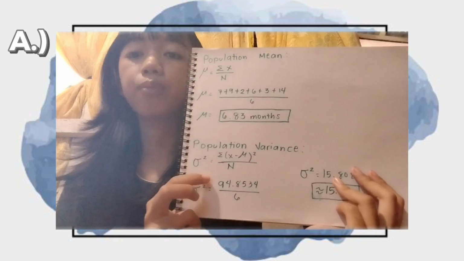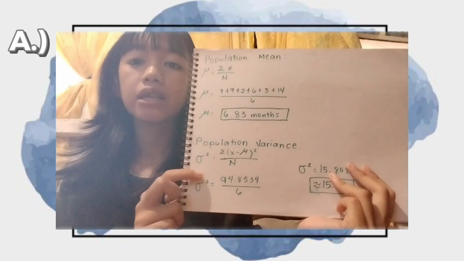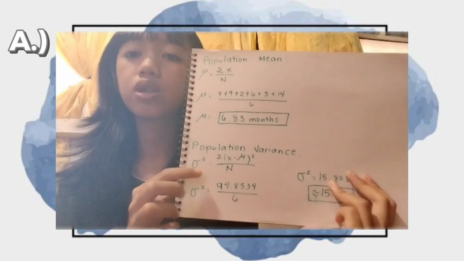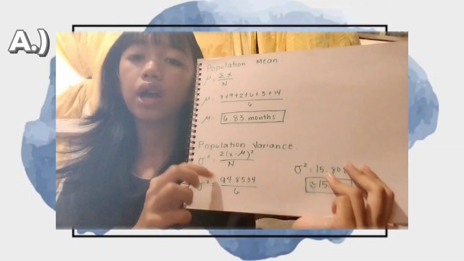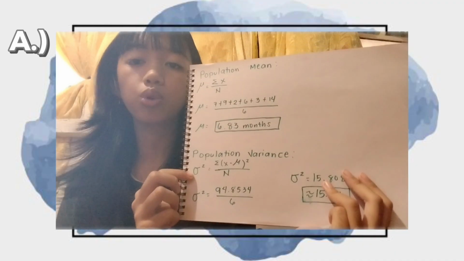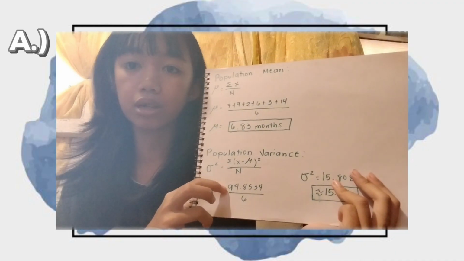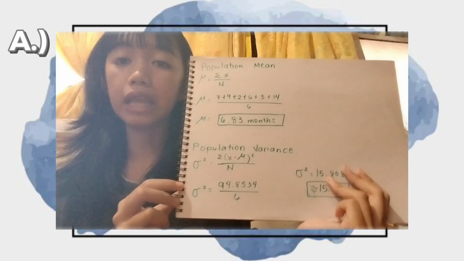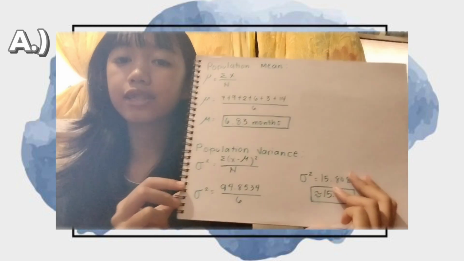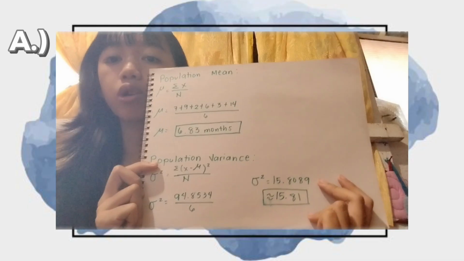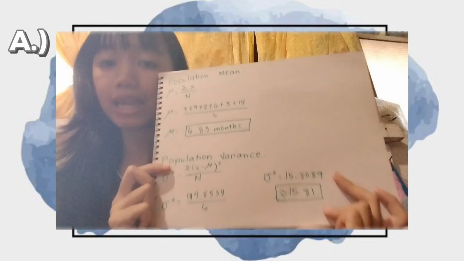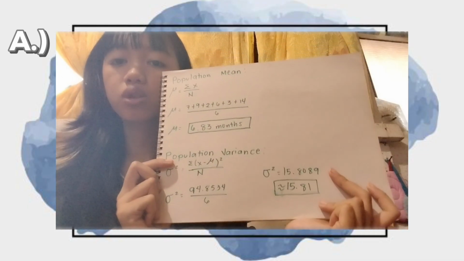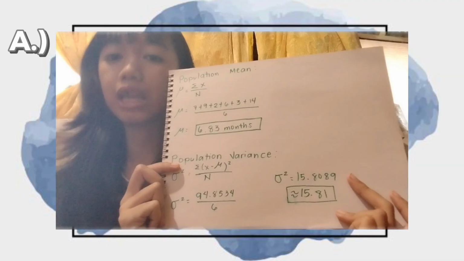To get the population variance, use this formula. Sigma squared is equal to the sum of the quantity x minus the mean, raised to 2, over the number of individuals. So, sigma squared is equal to 94.8534 over 6. Sigma squared is equal to 15.8089, or sigma squared is equal to 15.81.